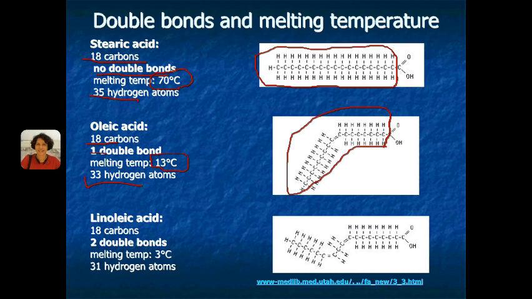And then finally we have linoleic acid. Linoleic acid, 18 carbons still, but now 2 double bonds, and its melting temperature is all the way down to 3 degrees Celsius, and it has 31 hydrogen atoms in the hydrocarbon portion of the molecule, and you see here the 2 double bonds over here. And notice also how it is bent and kinked at the places where the double bonds are located.